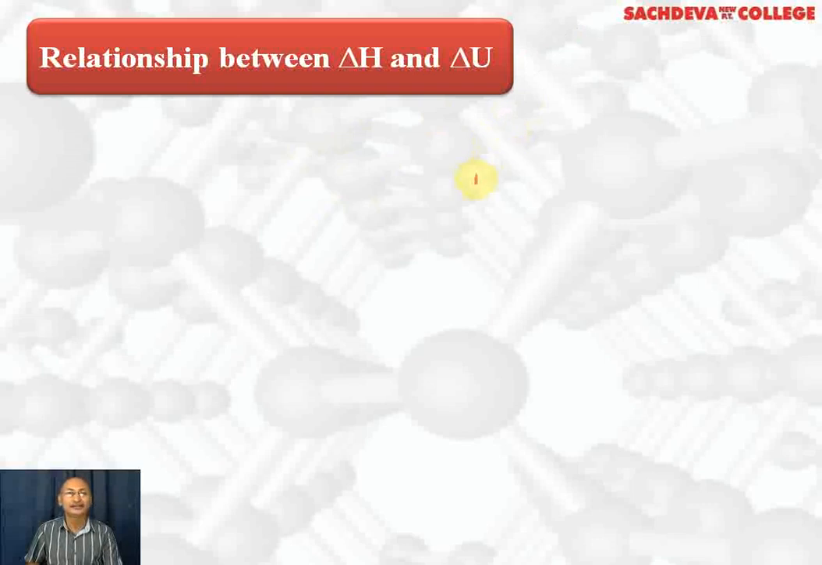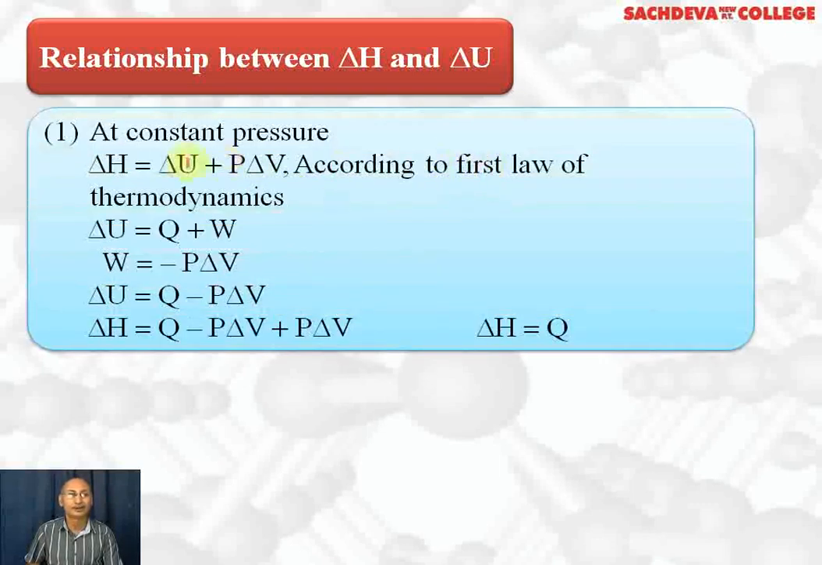You will have numericals in which delta H and delta U, one of them will be given and the other you have to find out. So with the help of this relationship you can do it. At constant pressure, delta H is equal to delta U plus P delta V according to the first law of thermodynamics. Delta U is equal to Q plus W, if you remember. So W will be equal to minus P delta V. Delta U will be equal to Q minus P delta V, or delta U is equal to Q minus P delta V plus P delta V. This will get cancelled. So delta H will be equal to Q at constant pressure.